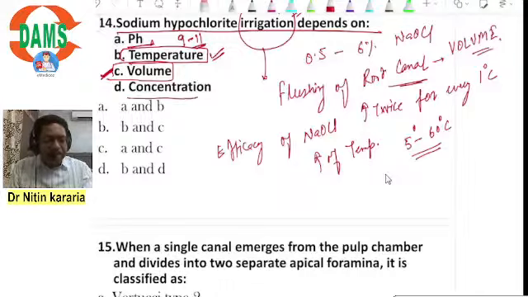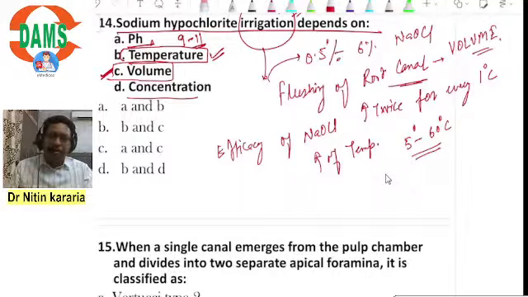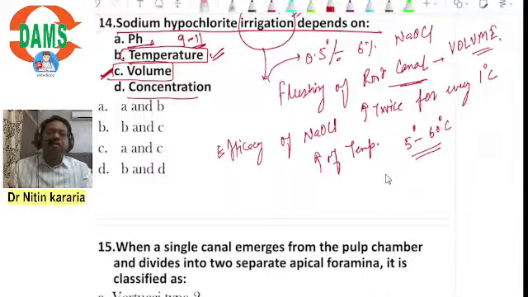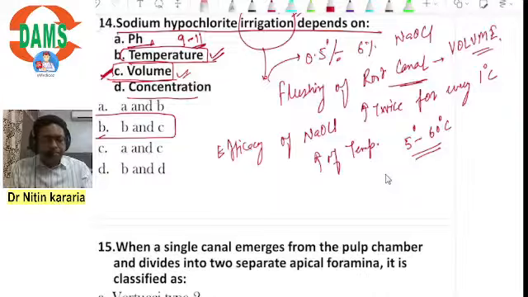Concentration, we have seen that we use in the concentration of 0.5 to 6%, but the concentration of sodium hypochlorite, although it has an influence, does not have a major influence on the efficacy of irrigation. So option B, that is temperature, and option C, volume of irrigation, have a definite influence on the success of irrigation. So B and C, option B would be the answer to this question.